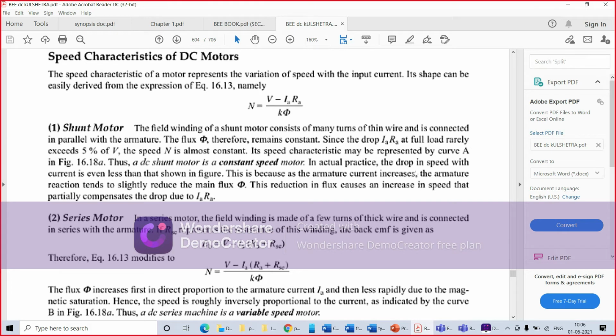So you can see the speed characteristics of DC motors are governed by this particular equation, and you have to see this equation if you want to see the speed characteristics of a DC motor. In case of a shunt motor, the field winding consists of many turns, so the flux remains constant. Since the drop IaRa at full load rarely exceeds 5% of V, the speed N is almost constant.